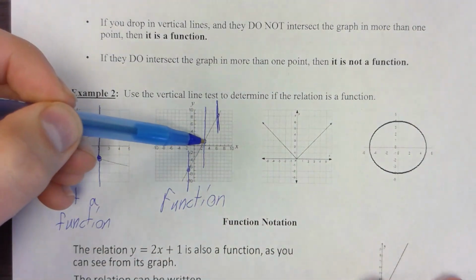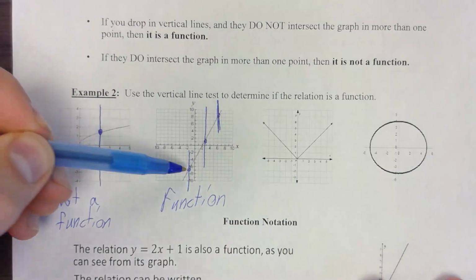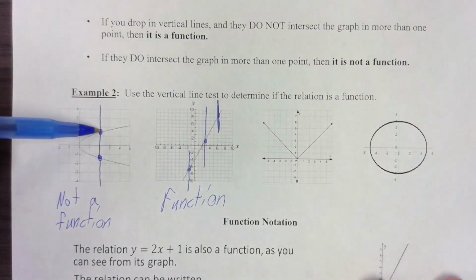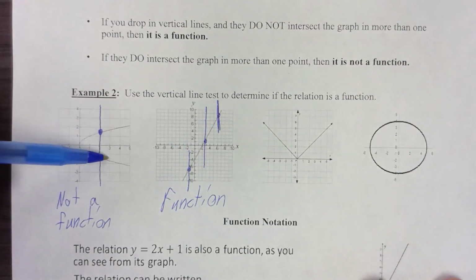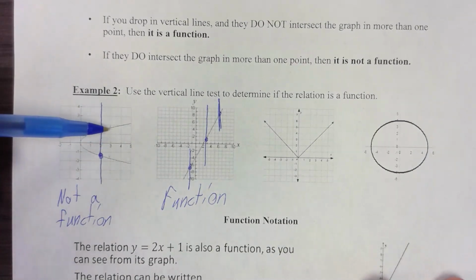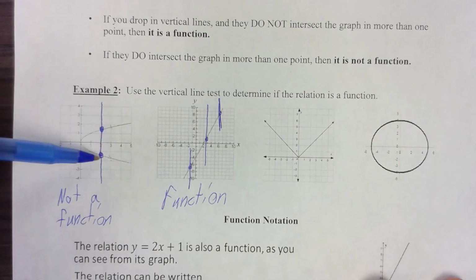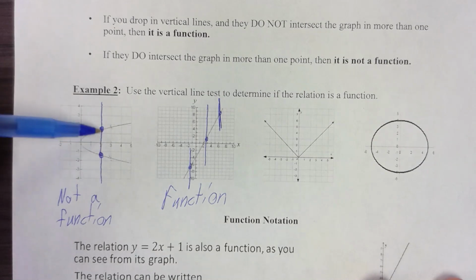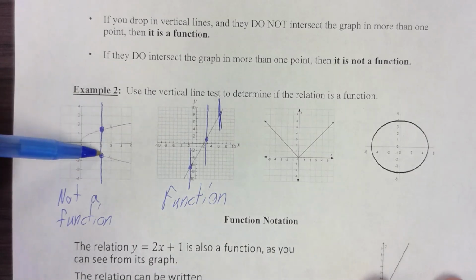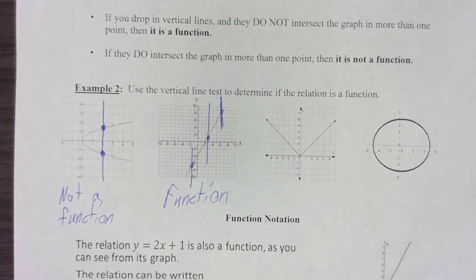Basically, this is telling us that an x value does not repeat, right? There's only one x value here. There's only one x value here. But there are two y values right here at 2. Let me say that differently. Sorry everyone, our input, our x value, has two different outputs, two different y's. That just does not work. That makes it not a function.